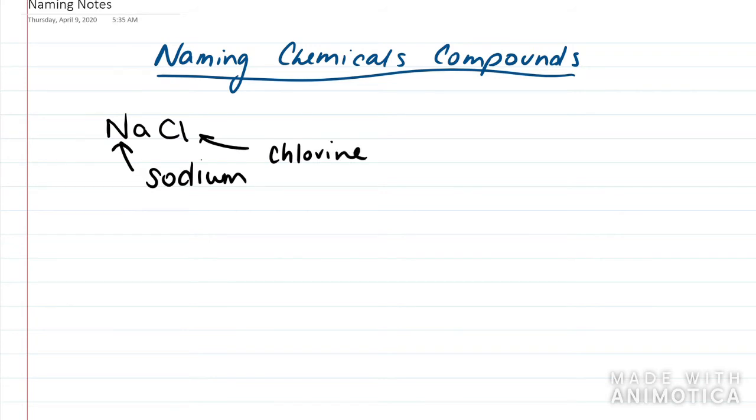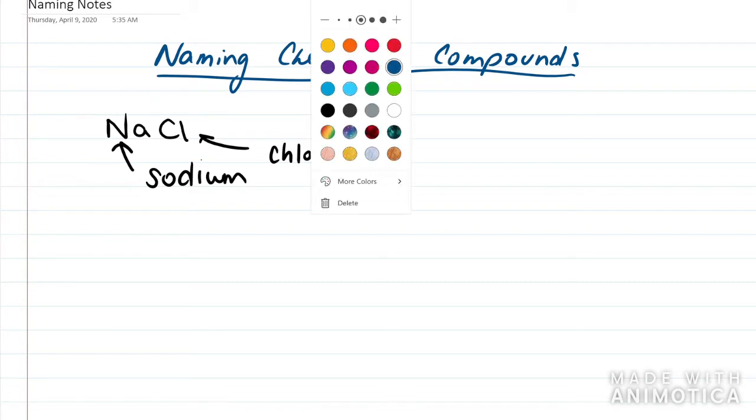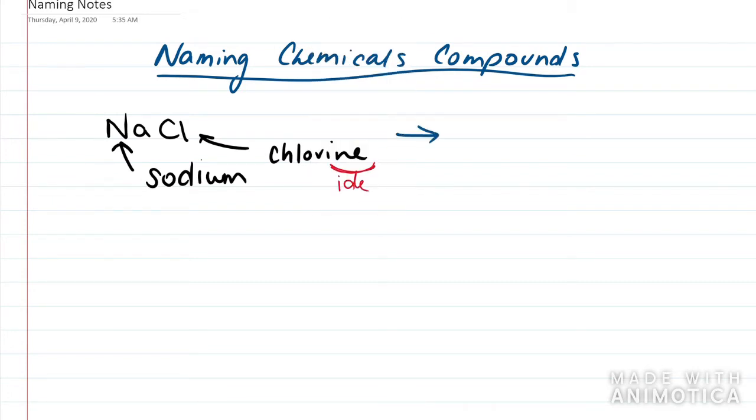What happens is whenever we have a non-metal, we always change the ending to "ide." But only if it's the second one, which generally they are unless we're looking at a covalent compound. We'll get to that later. So NaCl is sodium chloride. This is two words, and it's just the basic ones. Let's do another one.